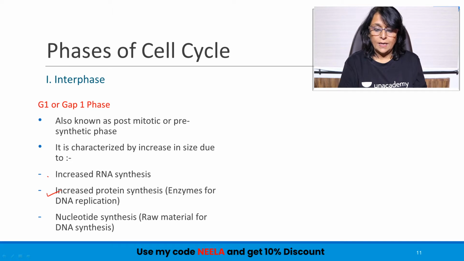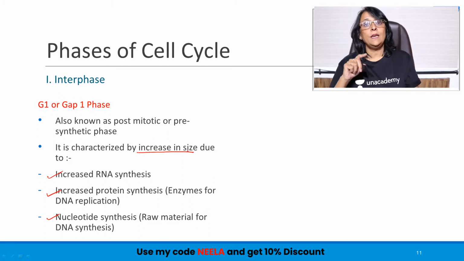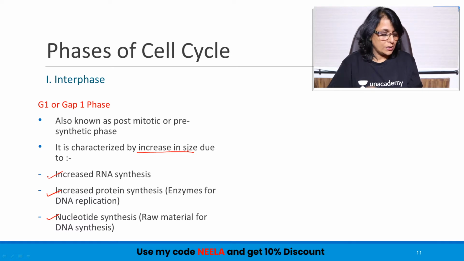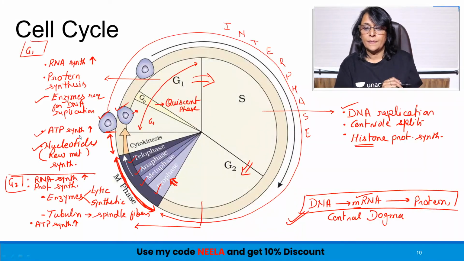There is increase in protein synthesis, we wrote. Nucleotide, that is the raw material, has accumulated, and because of which, or rather for protein, there was RNA synthesis. And when so many things are getting added into the cell, there is an increase in size of the cell. Now, can we give a name to this G1? Can we call it post-mitotic and pre-synthetic? Let us see this. It is before synthetic phase.